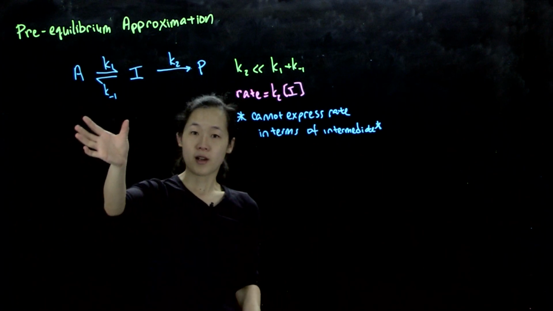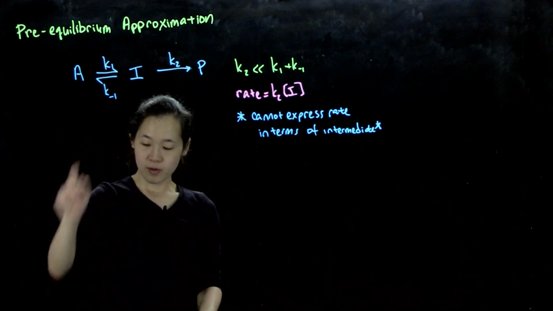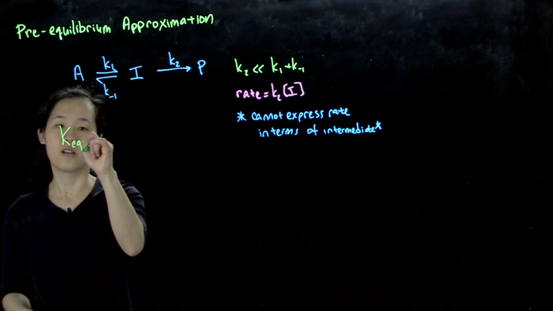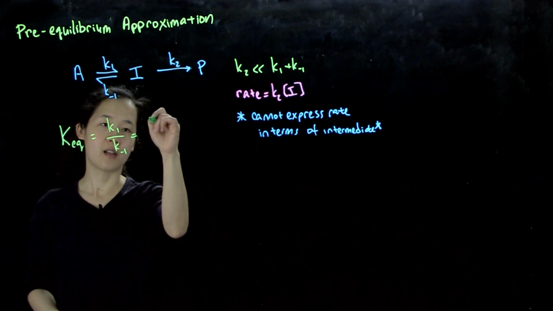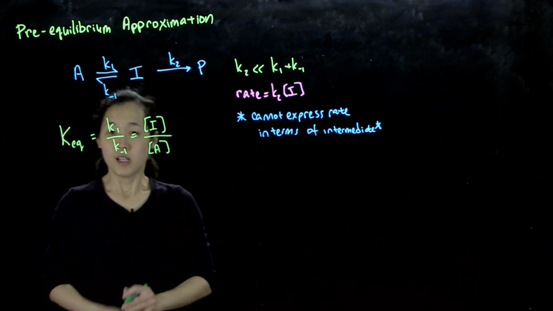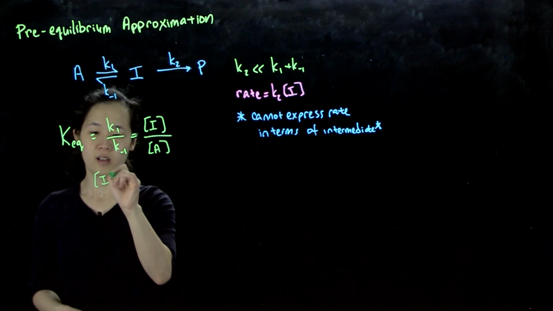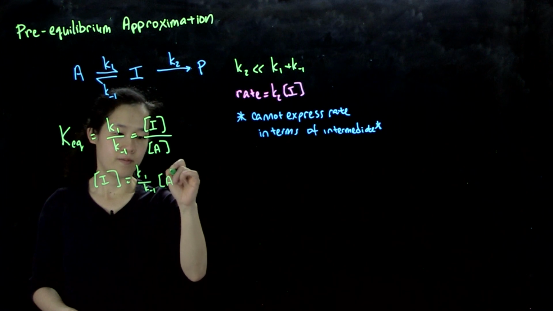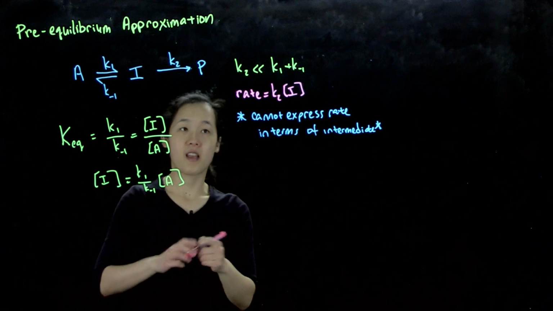Okay, so with this approximation, if you recall we talked about equilibria steps before, our equilibrium constant equals k1 over k minus 1, and this equals the concentration of I over the concentration of A. And then we can express the concentration of I as k1 over k minus 1 times the concentration of A. And then easy peasy, we can substitute this into our rate law.